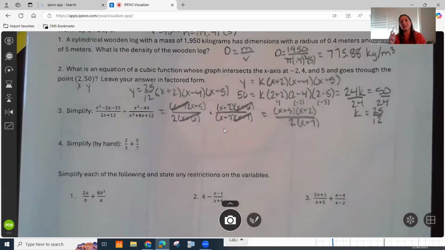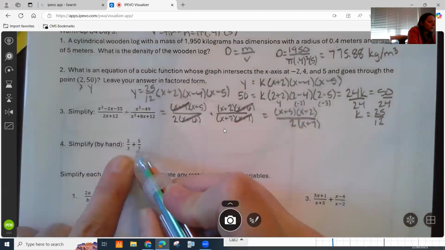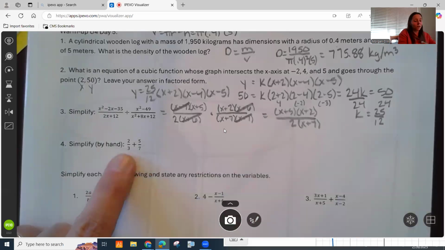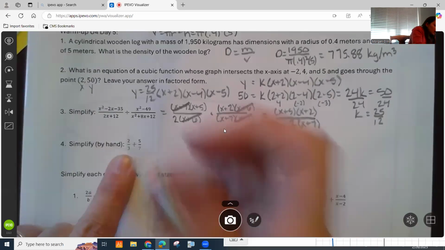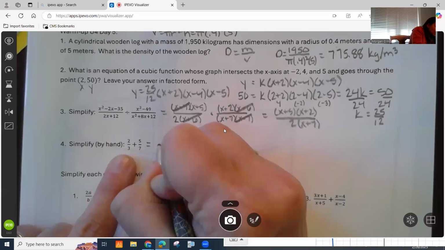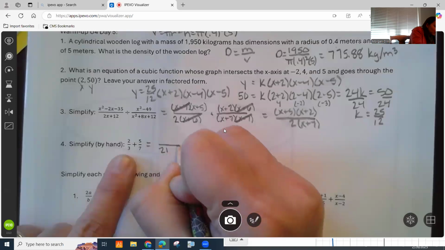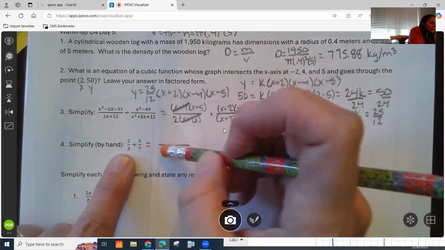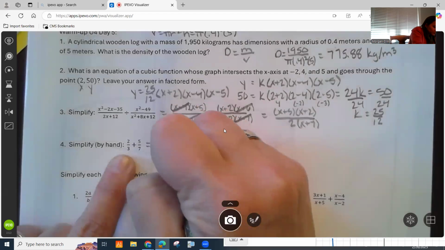Now, I like to have something that's a different color. So choose something that's a different color because here, think about it. What's something 3 and 7 go into? Well, it's 21. All right. So my new denominator is going to be 21. Okay. And I'm just going to put everything over 21.